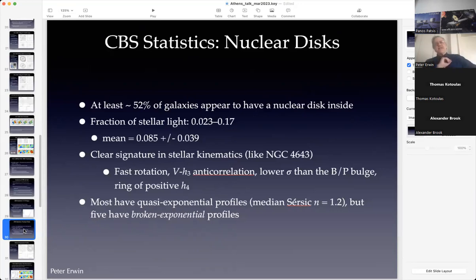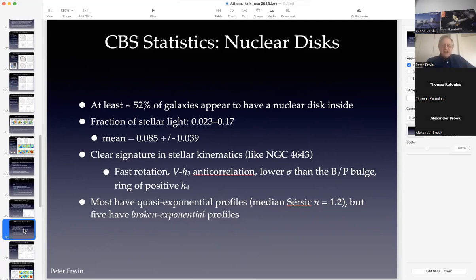Okay, let's talk about nuclear disks. We find nuclear disks in slightly more than half the galaxies. The fraction of stellar light is between about 2.5% and 17%, the mean of about 9%. So a little smaller than the BP bulges.